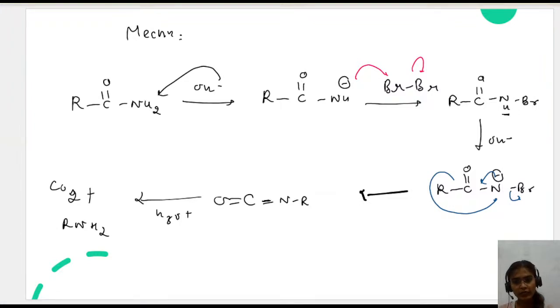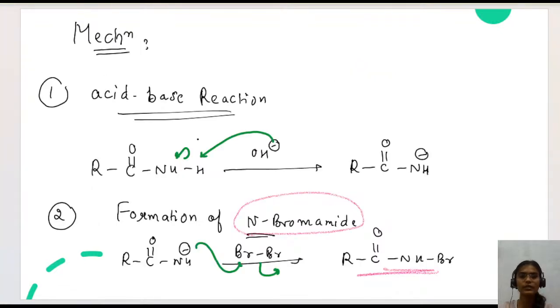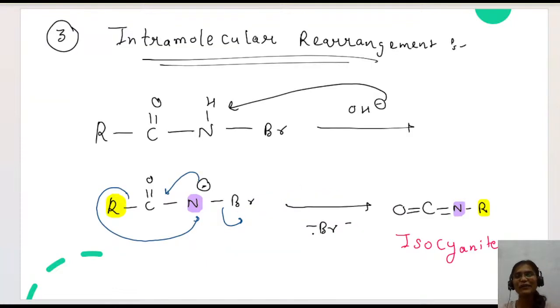So this is the thing. Let me just move again. This slide you have to remember only. This is how you have to write the mechanism in a paper, and it's enough. Okay, everyone. And this is stepwise. Again, you have to note the step: acid base formation of N-bromo amide. You know how to gain the marks in a board exam. This is just the writing matter only. So this is how you can proceed simply.